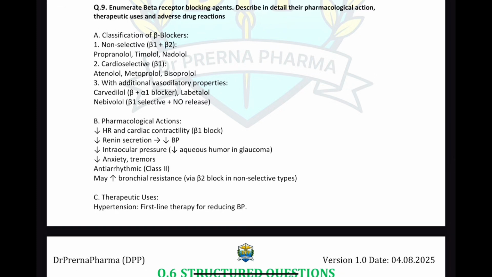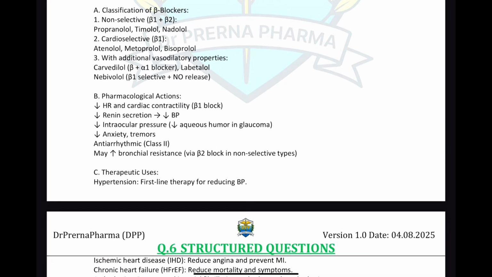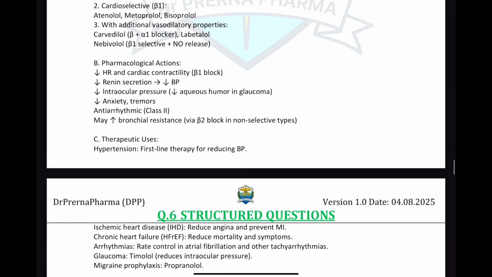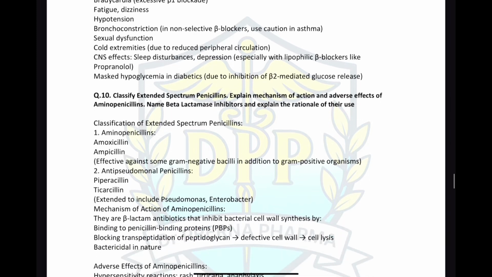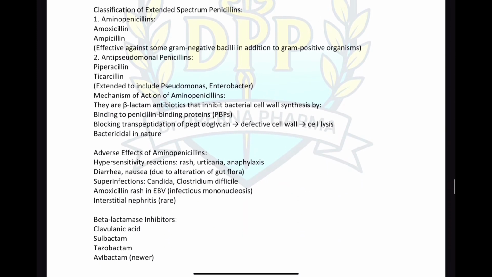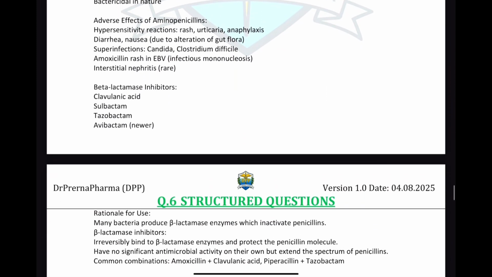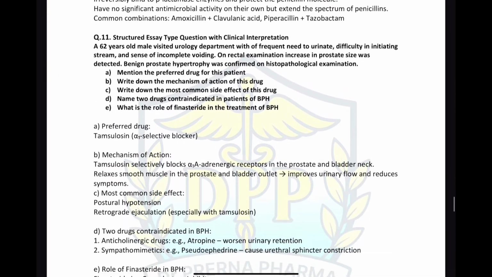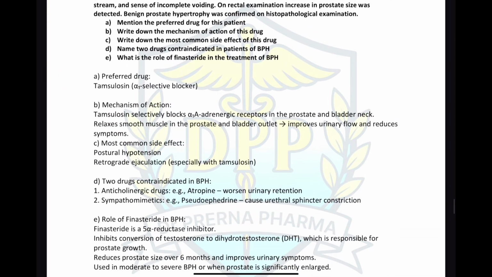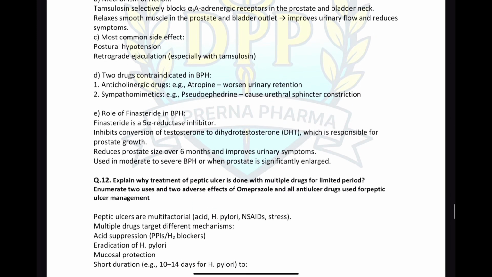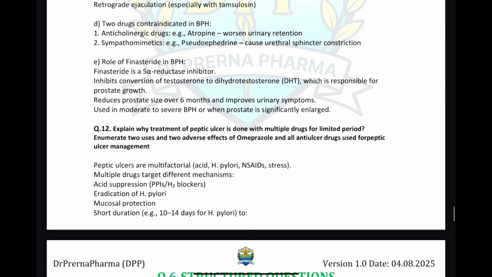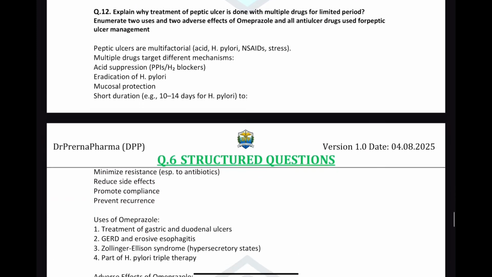Enumerate beta receptor blocking agents, describe the pharmacological action, uses, and adverse reaction. So classification of beta blockers is done, their pharmacological actions, their therapeutic uses, and their adverse effects. Then again extended spectrum penicillins is there. Then a structured clinical question. It is on benign prostate hypertrophy. So the answers: mechanism of action, drugs contraindicated in BPH, and role of finasteride.